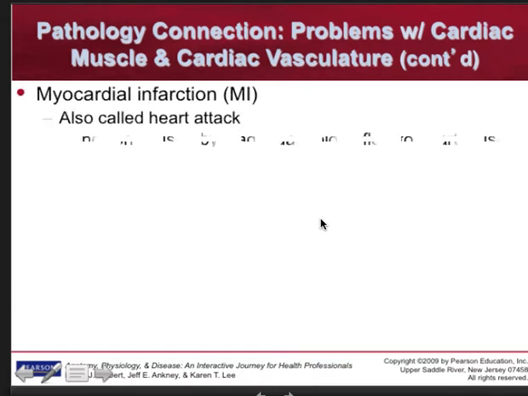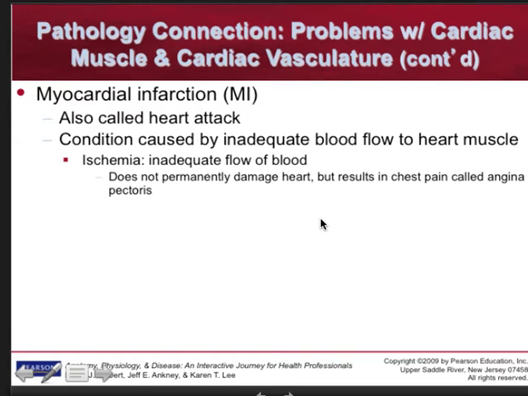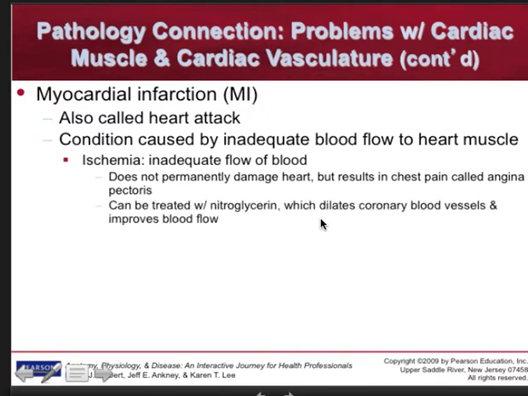MI, also known as heart attack, is caused by inadequate blood flow to the heart muscle. Ischemia is the definition of inadequate flow of blood to an area of the body, and it doesn't permanently damage the heart, but it results in chest pain. This chest pain is known as angina pectoris. It can be treated with nitroglycerin, which dilates the coronary blood vessels and improves flow.